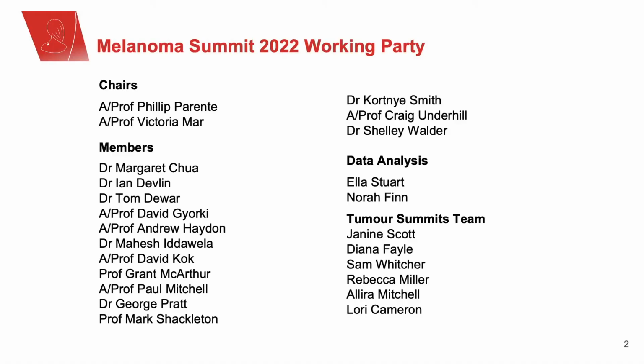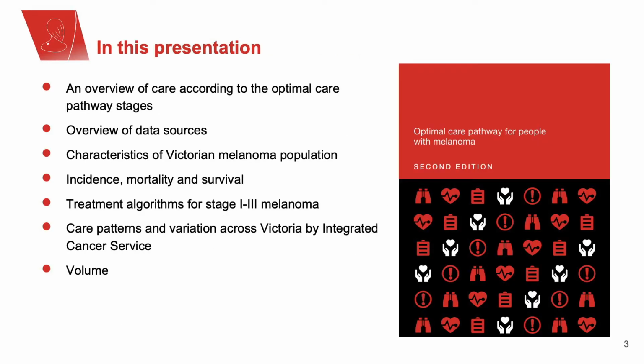We had a working party. We met many times virtually, and we came up with some important data points that we'll be presenting today. So in this presentation, we're talking about an overview of care according to the optimal care pathway at the various stages. We overview the data, the characteristics of the Victorian melanoma population, incidence, mortality and survival, treatment algorithms for stage 1 and 3, care patterns and variations, and the volume of work.